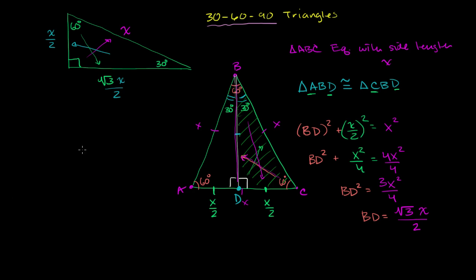In the last video, we showed that the ratios of the sides of a 30, 60, 90 triangle are, if we assume the longest side is x, if the hypotenuse is x, then the shortest side is x over 2, and the side in between, the side that's opposite the 60-degree side, is square root of 3x over 2.